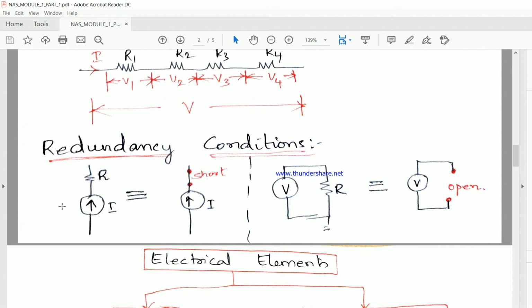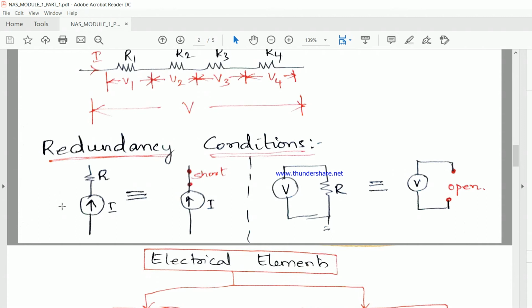So what exactly are the redundant conditions that you can find in any electrical network? The first redundant condition is, if you find any resistance R in series with the current source I, then this is a redundant condition, because though the resistance is connected in series with the current source, the current remains constant when it passes through that resistor. Irrespective of the value of R, the current flowing in a series network will always remain the same.